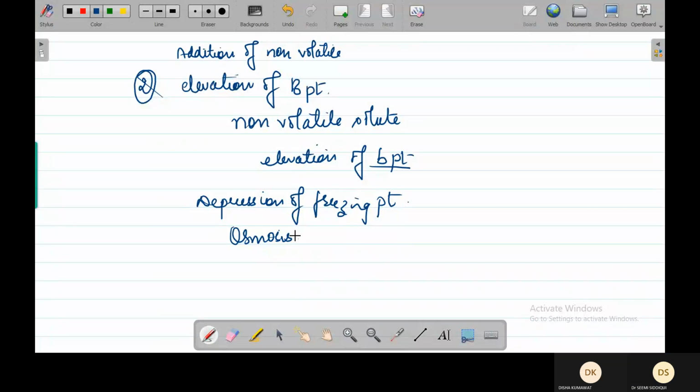Then we have reverse osmosis. What is reverse osmosis? If a pressure greater than the osmotic pressure is applied to the solution side, then pure solvent will flow out of the solution through the semi-permeable membrane. The direction of osmosis is going to be reversed. Therefore, it is called reverse osmosis. On the basis of this, we have different types of solutions: isotonic, isosmotic, hypertonic, and plasmolysis. With this, we finish the recapitulation of the solutions.